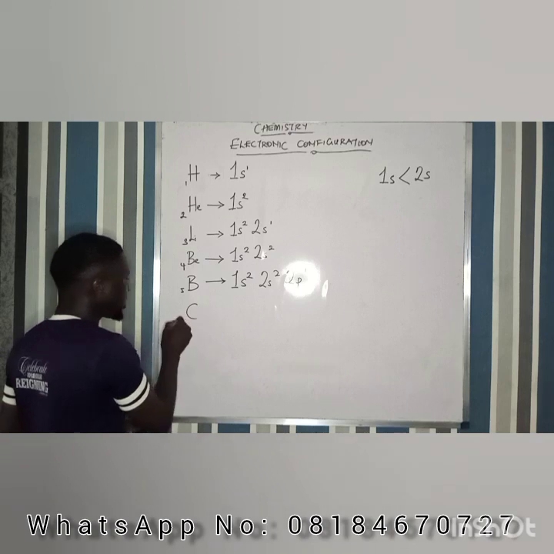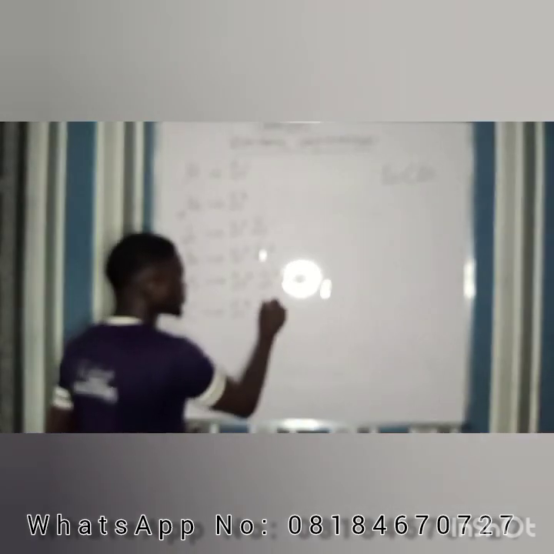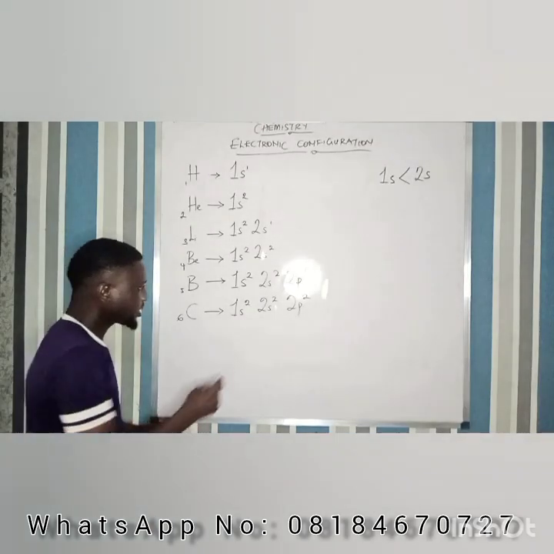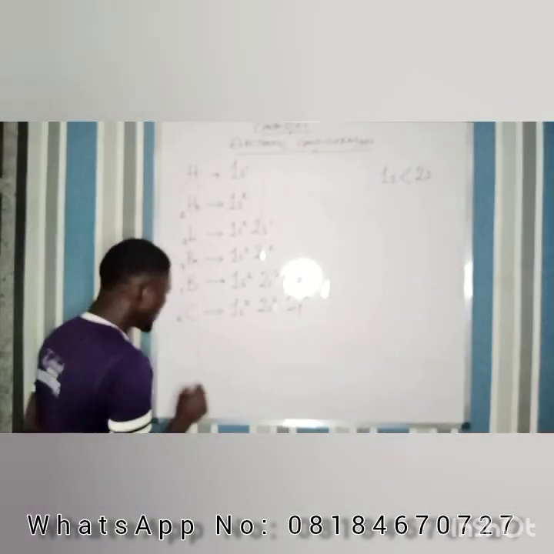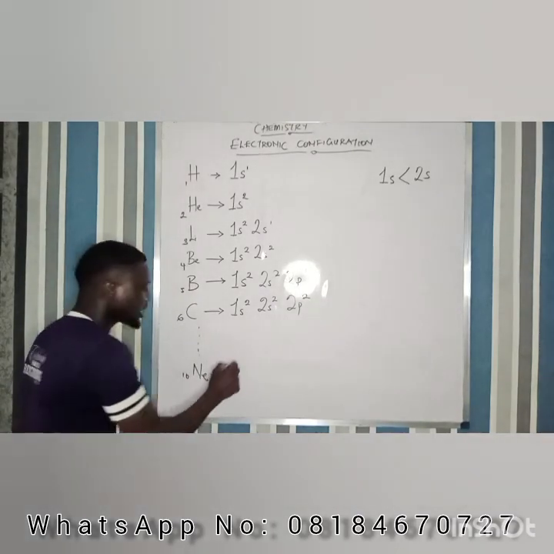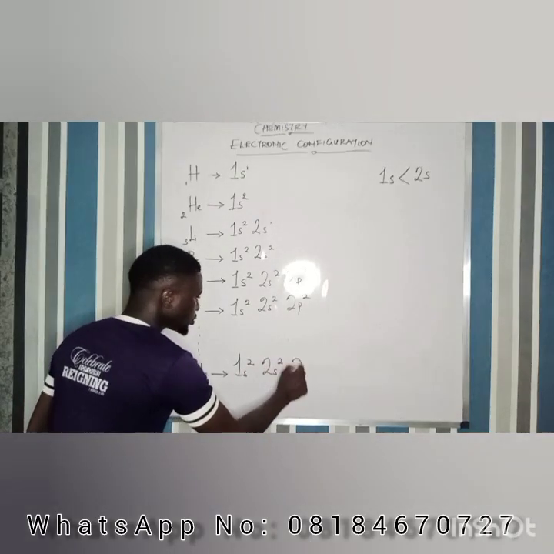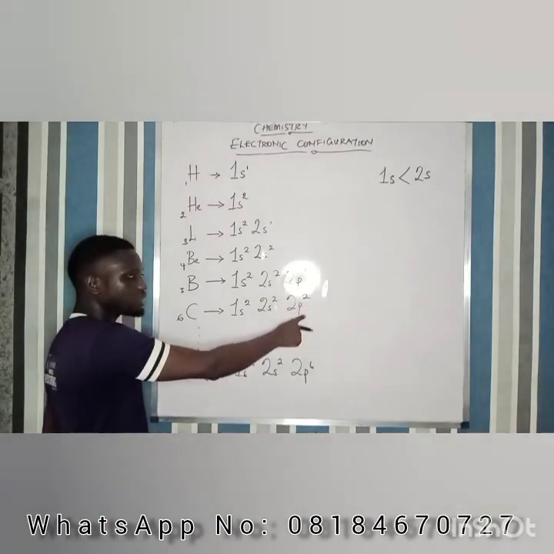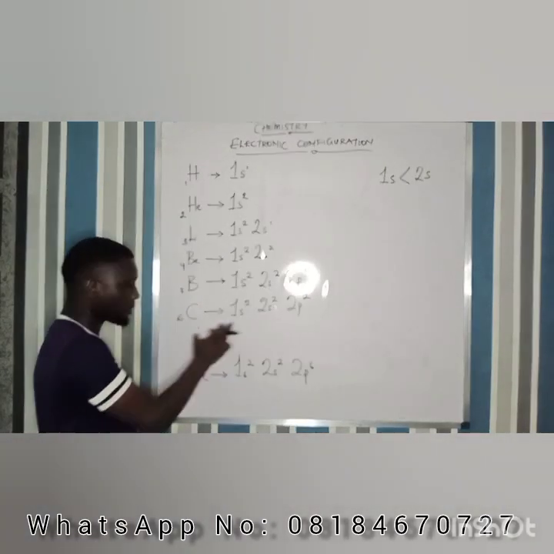Then the next one, which is carbon, atomic number of 6. That is 1s2, 2s2, and 2p2. So that's how it will go, till we get to the 10th element, which is neon, number 10, and that is 1s2, 2s2, 2p6. The number of electrons in these orbitals will increase to 10 if you move in this order and complete this.